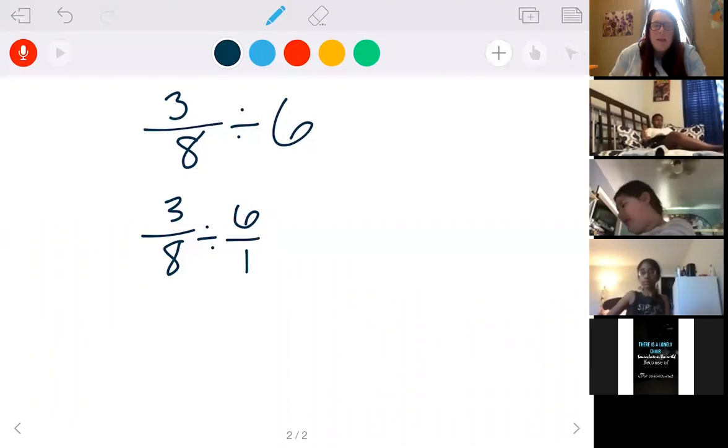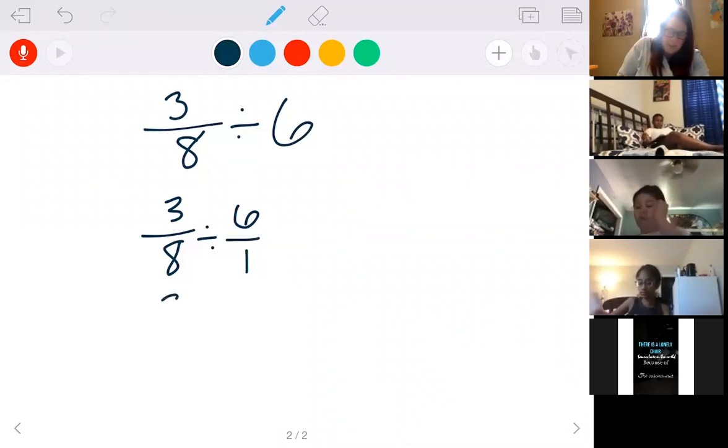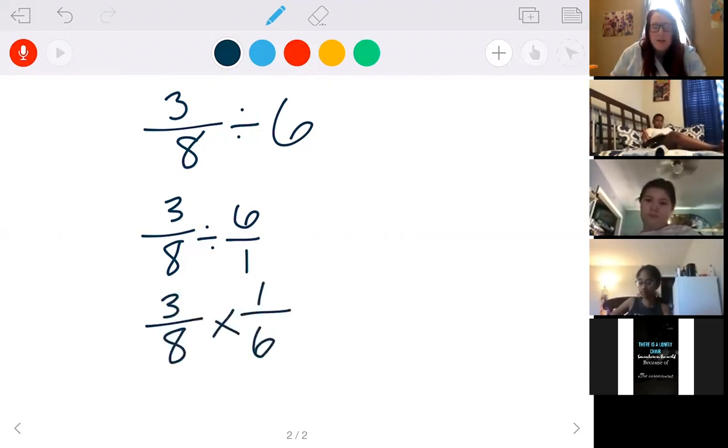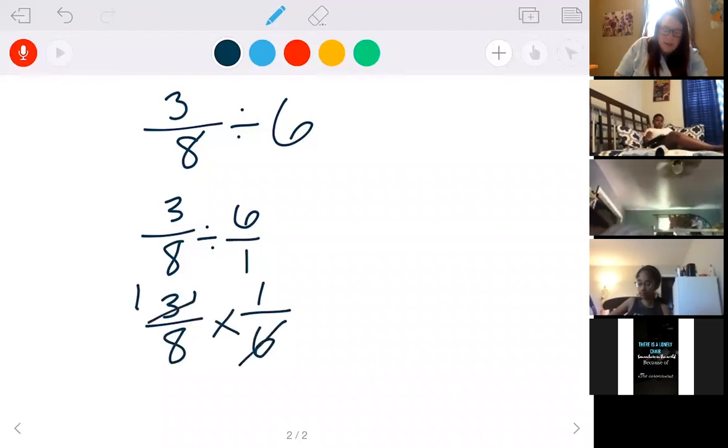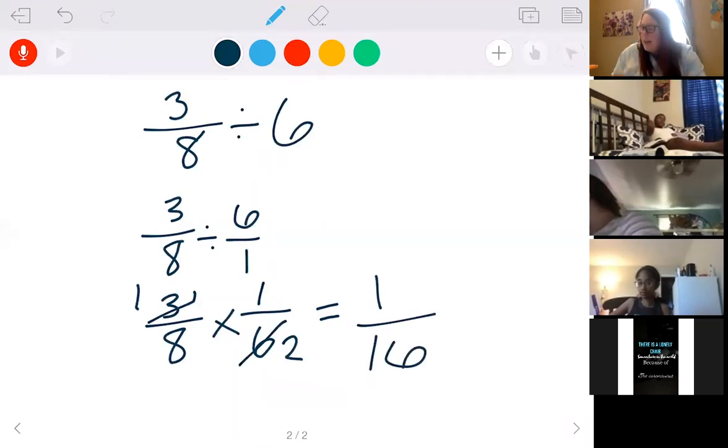Okay. Now, some of you go ahead and write it like that, and that's fine. I'm just going to show you each step individually. Then I'm going to say 3/8 times the reciprocal, which is 1/6. So I've flipped 6 over 1 to 1/6. I can cross reduce here. 3 divided by 3 is 1. 6 divided by 3 is 2. I can't do anything with 1 and 8. Multiply. 1 times 1 is 1. 8 times 2 is 16. So you get 1/16.